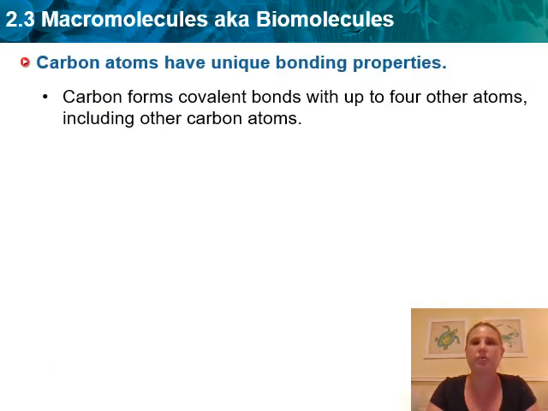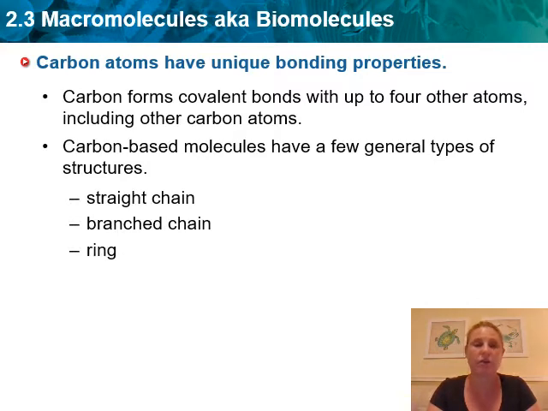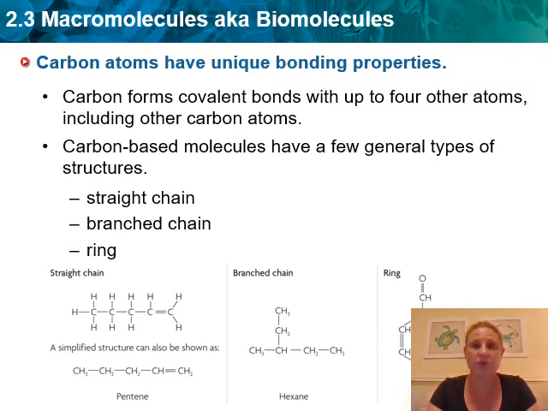Now, carbon atoms have unique bonding properties, and carbon can form covalent bonds. Remember, in covalent bonds, they cooperate, the electrons get shared. So carbon forms covalent bonds with up to 4 other atoms, including other carbon atoms. And carbon-based molecules have a few general types of structure. We can have big, long, straight chains, we can have branched chains, and we can have rings. And I've got some pictures down below there so you can look at them. And again, these can keep building to bigger and bigger molecules. So again, macromolecules, giant molecules.